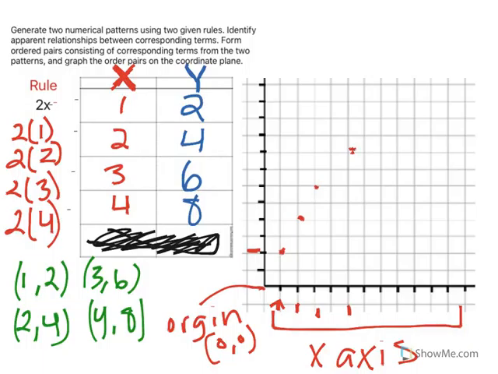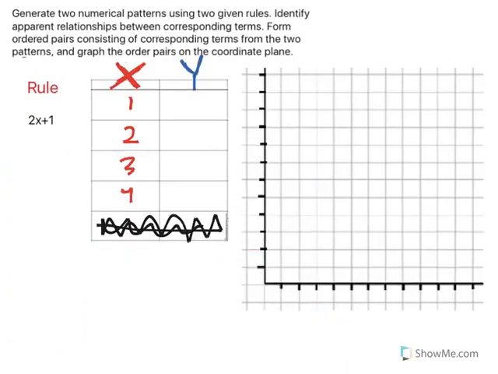Now we can add more rules and graph more points, but this is all we have for this one. So we're going to move on to our examples and see how we do. I'm going to have you pause this video and work it out on a separate sheet of paper, and then we'll go over it together.